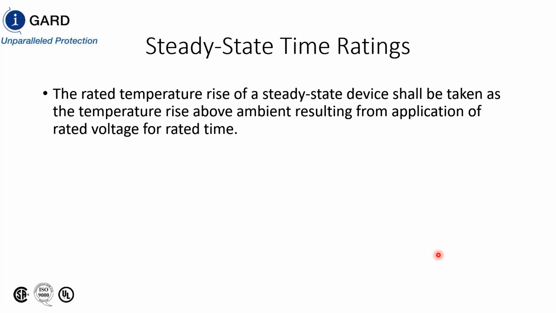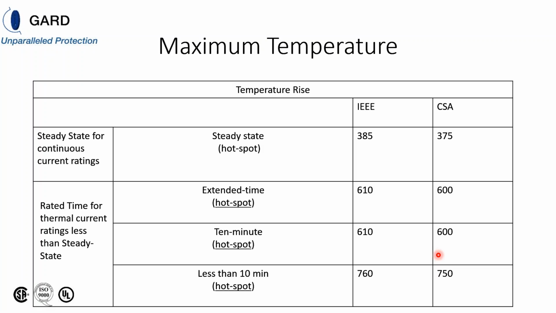The steady state time rating is the rated temperature rise of a steady state device, and this is a continuous rated device. So if you have a 5 amp continuous resistor and you apply 5 amps through it, the temperature rise will never exceed a certain level. Those levels are here. For a steady state, these are all hotspot temperature rises. So you have to keep in mind, they're not averages.